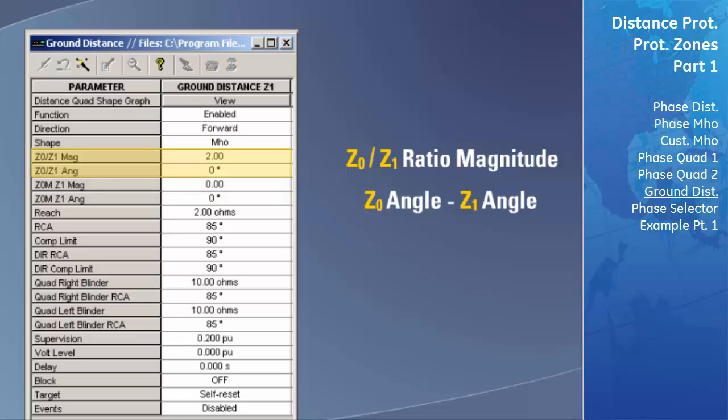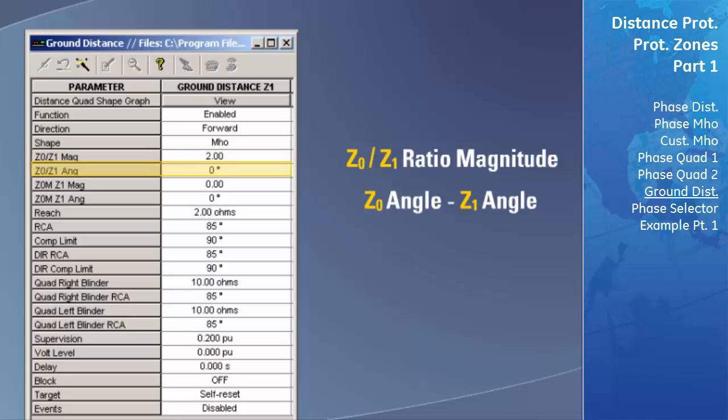The following 2 settings are used to configure the zero sequence impedance for the zone we are configuring. These settings allow the D60 to accurately perform the zero sequence compensation used to ensure the zero sequence ground path will be included accurately in the impedance calculations. The first field is labeled Z0 over Z1, mag, for magnitude. In this field, enter the magnitude of the ratio between the zero sequence impedance and the positive sequence impedance.